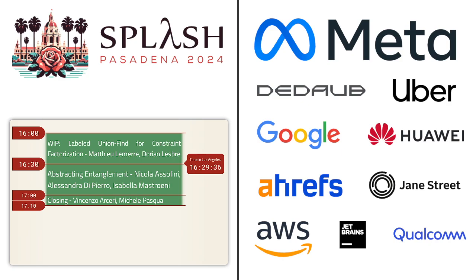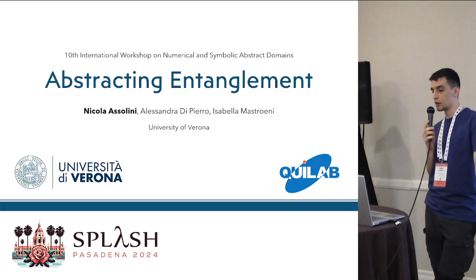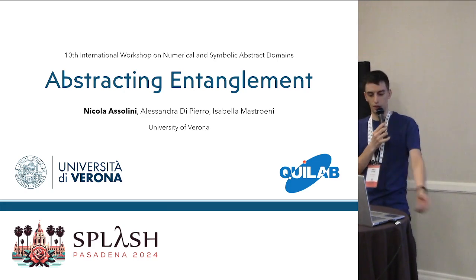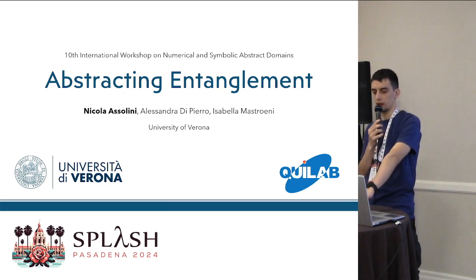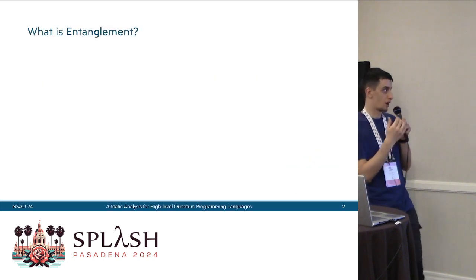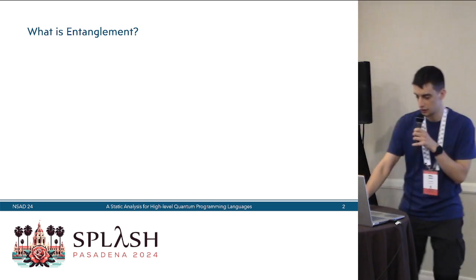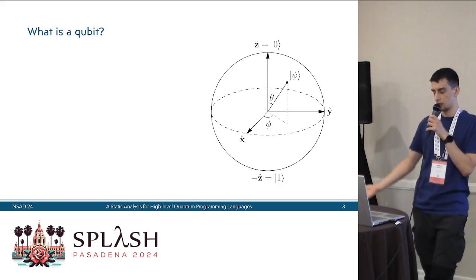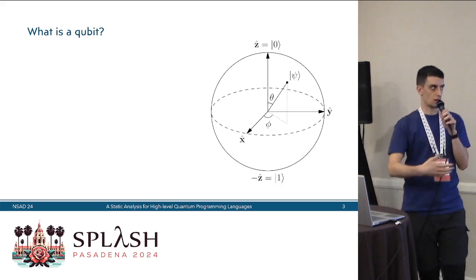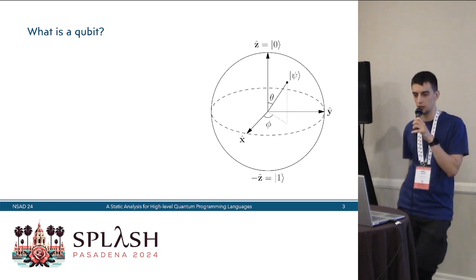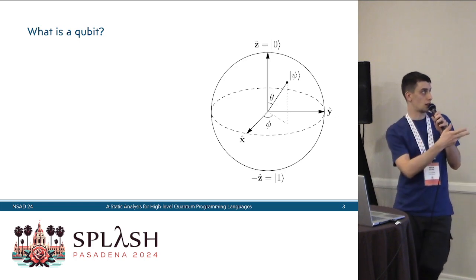Hi to everybody. So in this work we try to abstract the quantum entanglement. So before starting with the abstract domain part of the talk, what is entanglement? But first, what is a qubit? You know that since we are in quantum computation, the smallest information unit usually is a qubit.